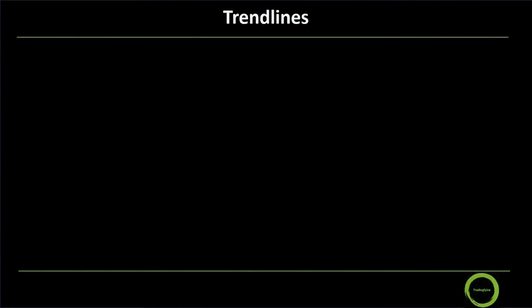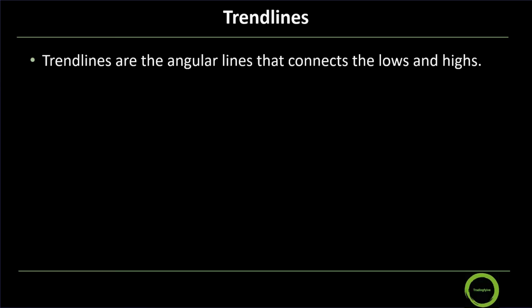So in my previous video, trend identification, we saw what the term trend means in the market. We also studied the three types of trends, which are uptrend, downtrend and sideways. Now if you look at trend lines, trend lines are angular lines that connect the lows and highs of the price. Now what does that mean?